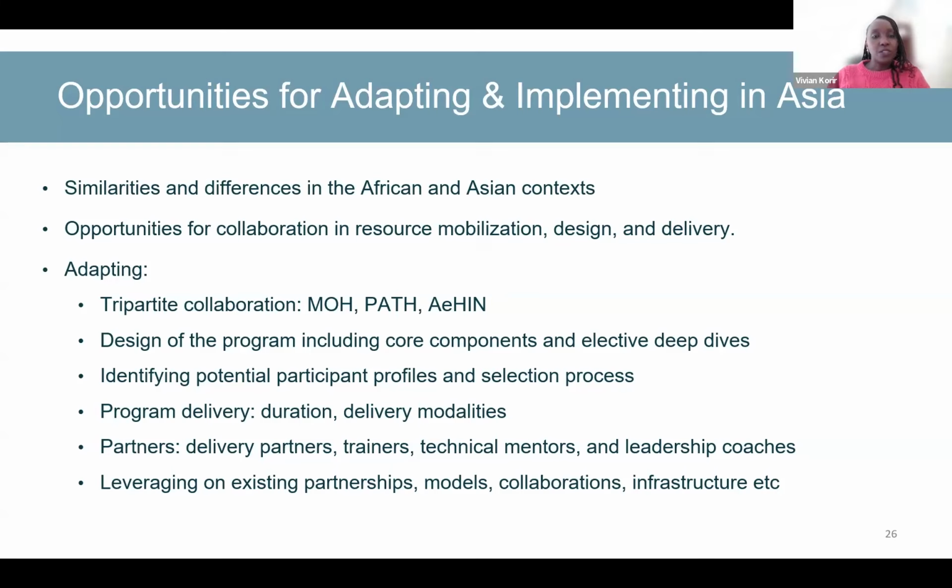In Africa, we are doing 6 months, with in-person sessions interspaced with self-paced learning. But when we go to Asia, we know the different contextual aspects, so in terms of duration and delivery modalities, we need to see which work best. Also, who would be the potential delivery partners, the trainers, the technical mentors, and who will take up the leadership coaching aspect. Really key and important is leveraging existing partnerships, models, collaborations, and infrastructure in the region.